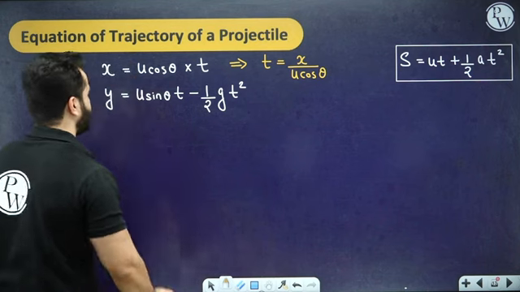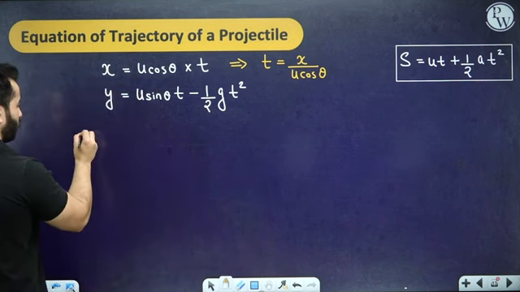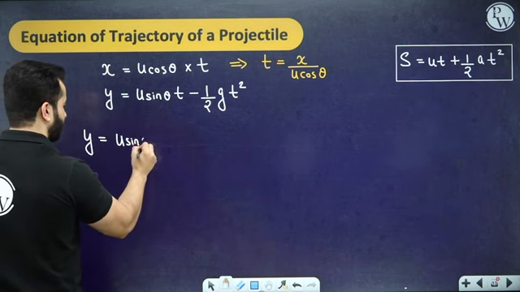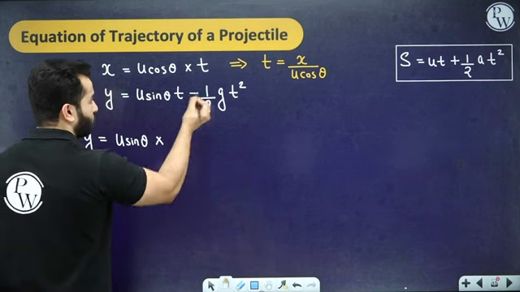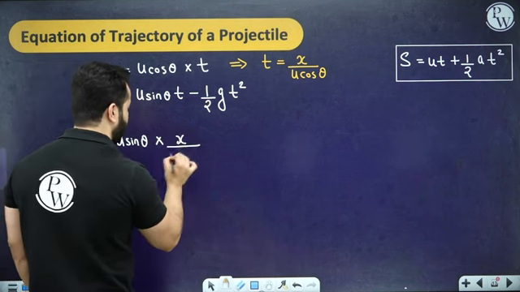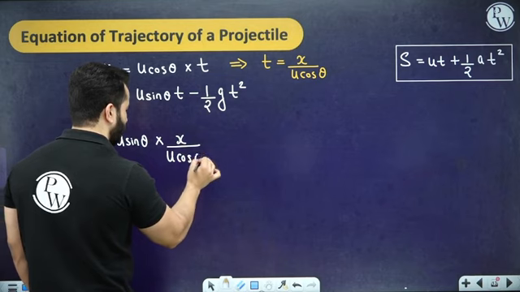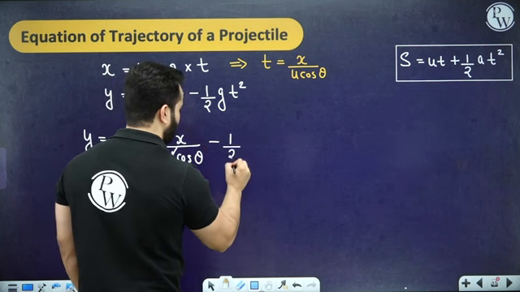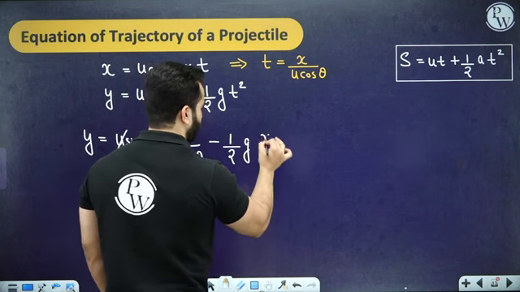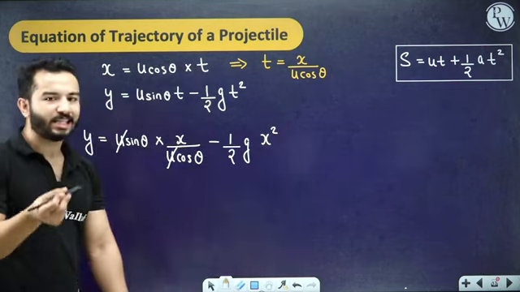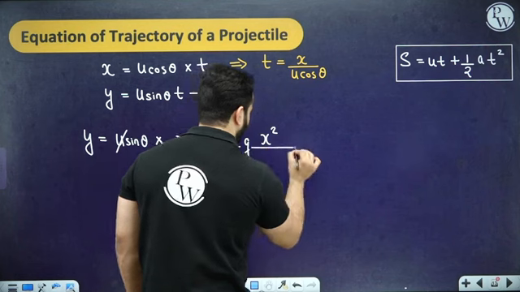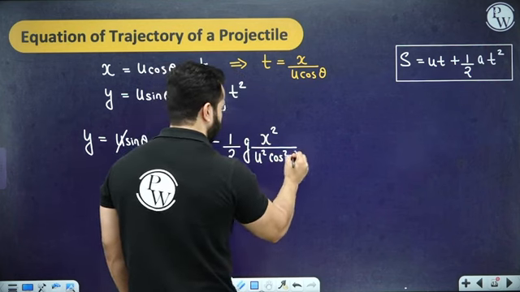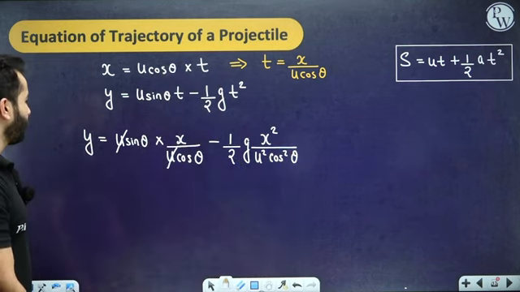So if this is the case, let's substitute it over here. I'm going to rewrite y equals u sin theta into t, where t is nothing but x divided by u cos theta. u can be cancelled out, minus half g, and instead of t we have to write t square, so we are going to square that thing over here. So x square divided by u square cos square theta. Hopefully everything is clear over here, right?